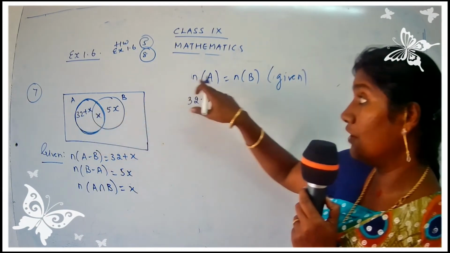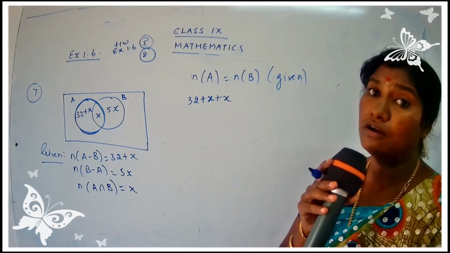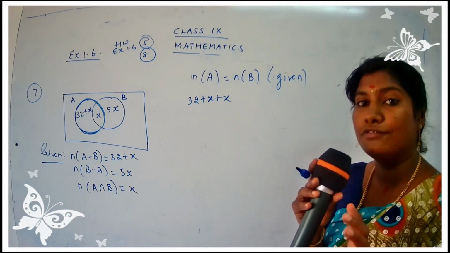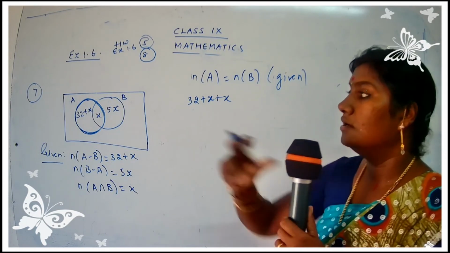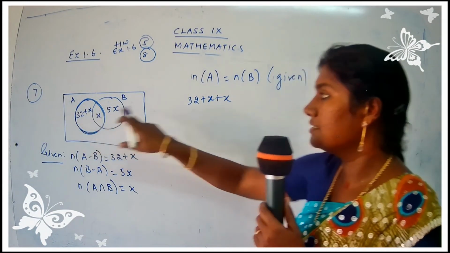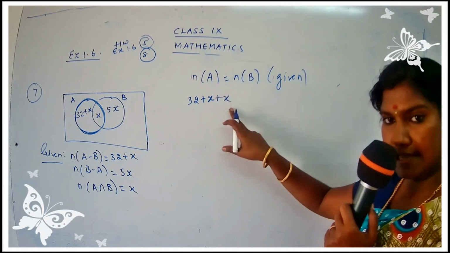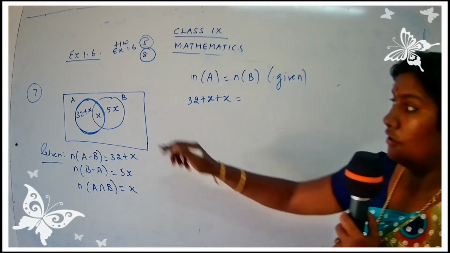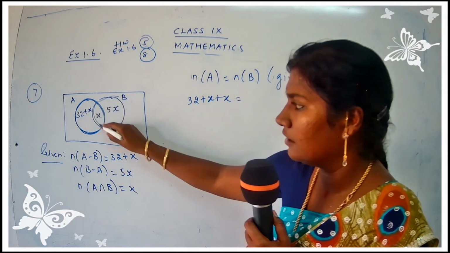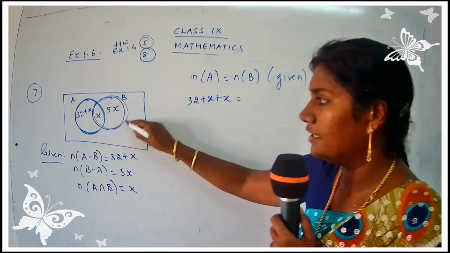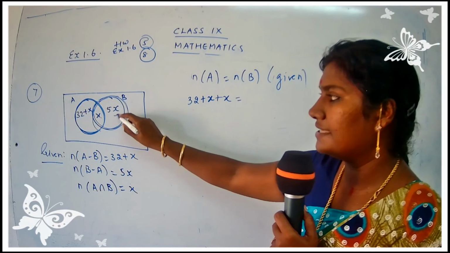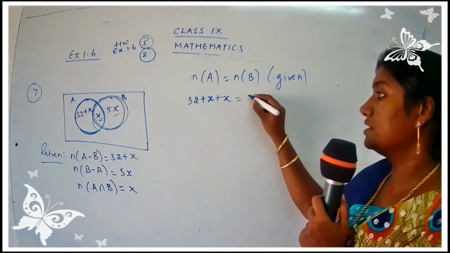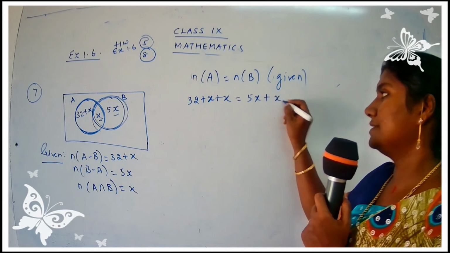Now what are we going to focus on? We are going to focus on n of A. n of A means you have to see the whole set, so I get the value as 32 plus x plus x. Now this is equal to n of B. Talk about the whole set B. What is the value given here? It's 5x and x. The x belongs to B also. So this is equal to 5x plus x.